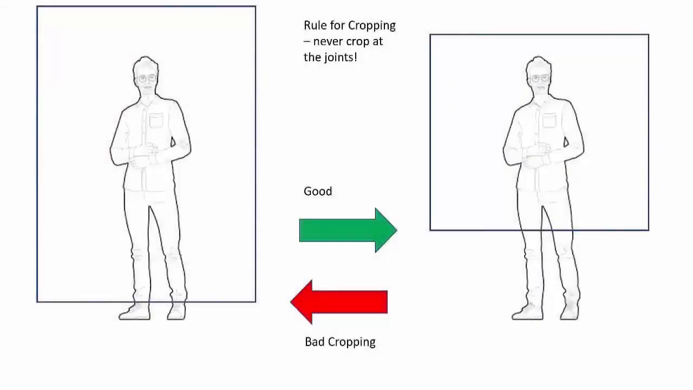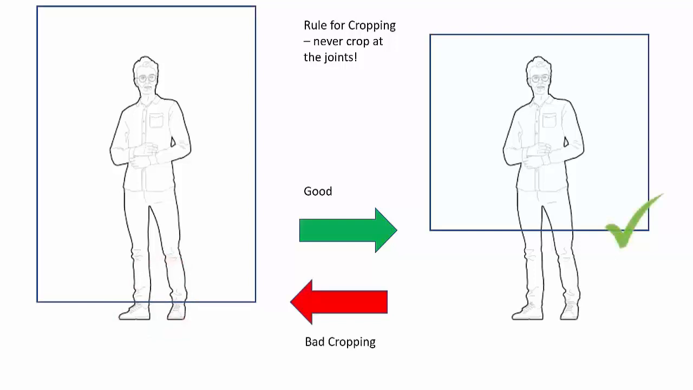Now let's talk about where to crop. We never want to crop at joints, and this is true in photography or cinematography. Notice on the left, he was cropped at the ankles. That's not good. Over on the right, he's cropped between the knees and between the hips.